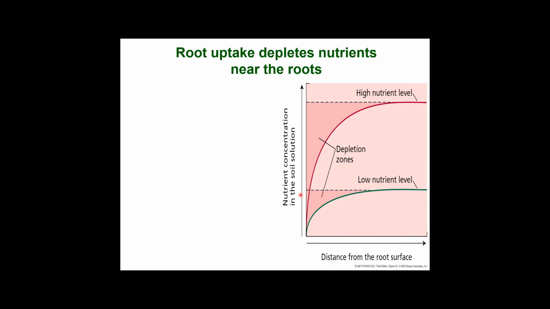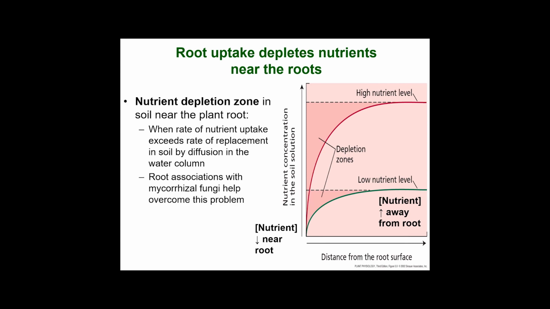In the two parts of the graph, we see a depletion zone in the area immediately adjacent to the root. So nutrient concentrations decline as we approach the root, they increase as we move away from the root. And this text simply restates that when the rate of nutrient uptake exceeds the rate of replacement in the soil, we see a depletion zone. And any kind of root association, for example, with mycorrhizal fungi would help overcome this problem of nutrient depletion near the root area.